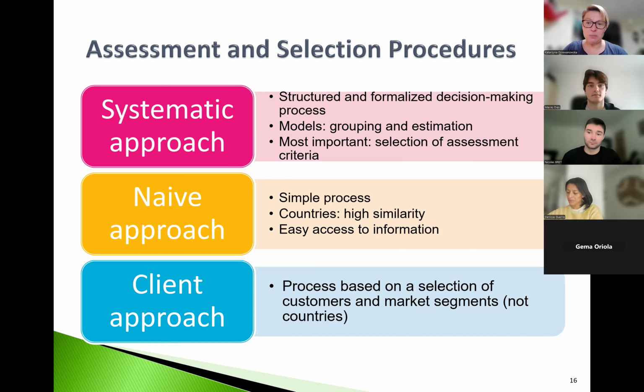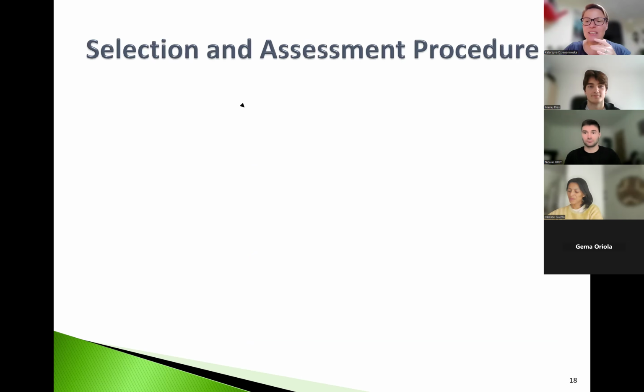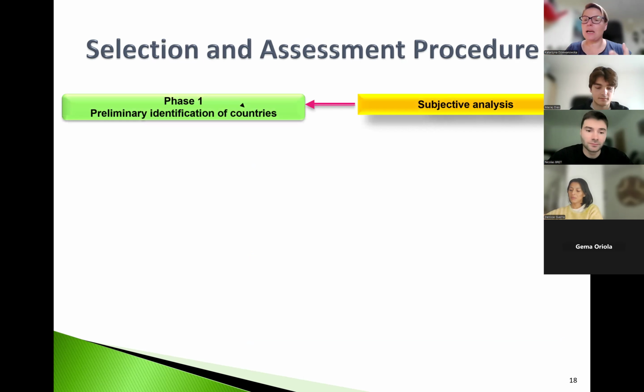Okay, so let me show you the procedure. Hold your breath. It is going to be a little bit complicated, but when you see it, it is 3 stages or 4 stages. We will go only through 3 of them. Anyway, it starts with a subjective analysis. So in general, phase 1 means that you have what we call a preliminary identification of countries.